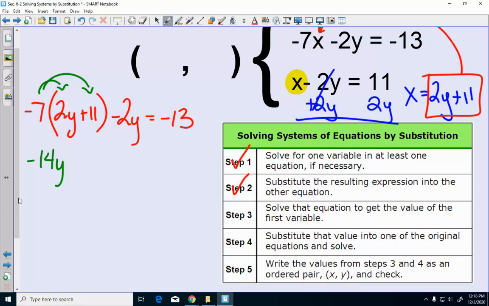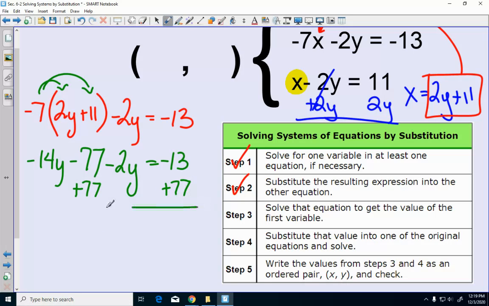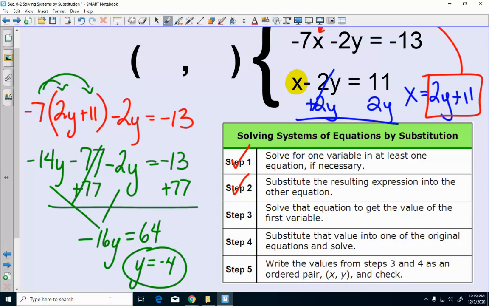All right, so negative 14y minus 77 minus 2y equals negative 13. Add the 77. These two are negative 16y equals 64. Aiden, what's up? So in this case, y is equal to negative 4. So that's your y value this time, not your x value.